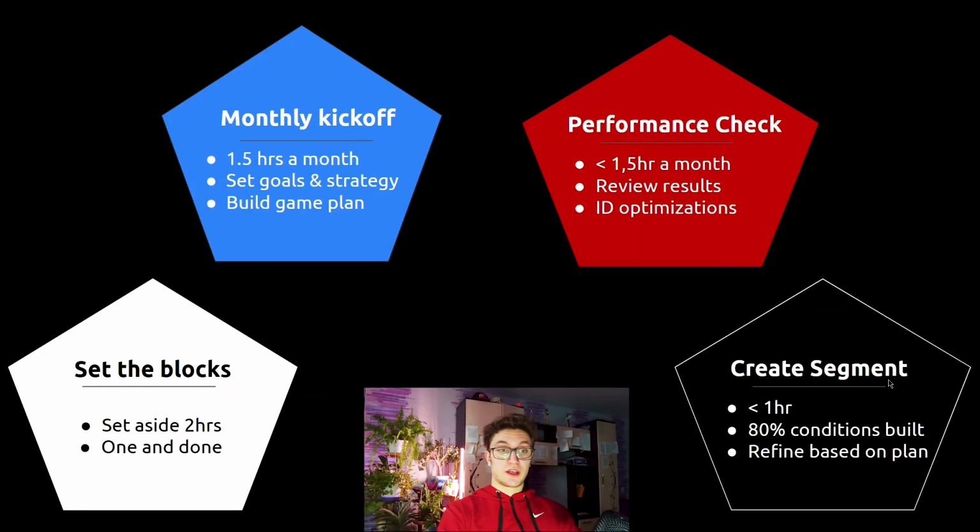And yeah, create segment. Basically, you want to take less than an hour of your time, 80% conditions built, and then refine based on the plan, right? So again, it basically works like a rainbow here. As I said, set 2 hours, one and done. An hour and a half a month, set goals and strategy for your game plan. You can go watch my video about it. Performance check, an hour and a half a month, review your results and see how you're performing.